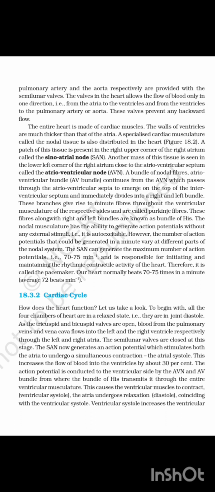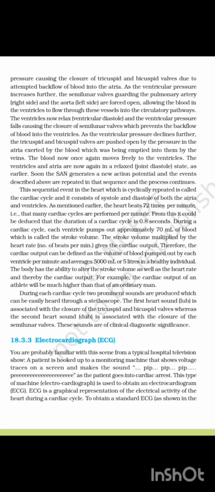The SAN now generates an action potential which stimulates both the atria to undergo a simultaneous contraction, the atrial systole. This increases the flow of blood into the ventricles by about 30%. The action potential is conducted to the ventricular side by the AV node and AV bundle, from where the bundle of His transmits it through the entire ventricular musculature. This causes the ventricular muscle to contract, the ventricular systole. The atria undergo relaxation, diastole, coinciding with the ventricular systole. Ventricular systole increases the ventricular pressure, causing the closure of tricuspid and bicuspid valves due to attempted backflow of blood into the atria.